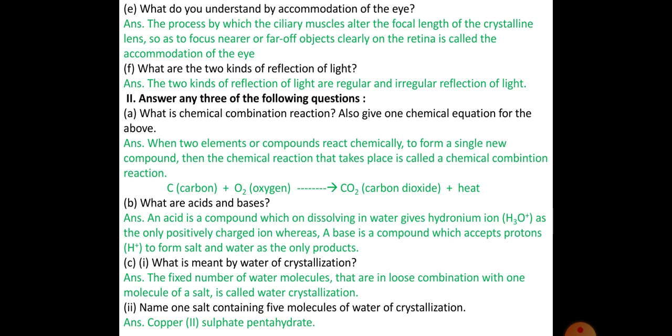What do you understand by accommodation of the eye? The process by which the ciliary muscles alter the focal length of the crystalline lens so as to focus nearer or far off objects clearly on the retina is called the accommodation of the eye.